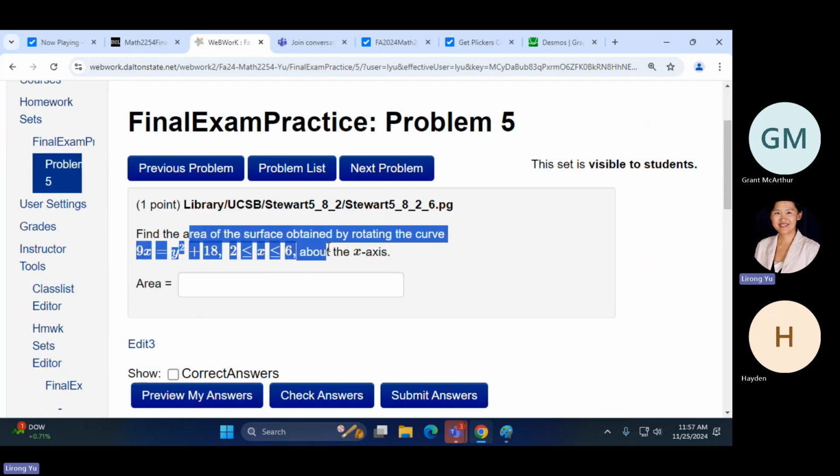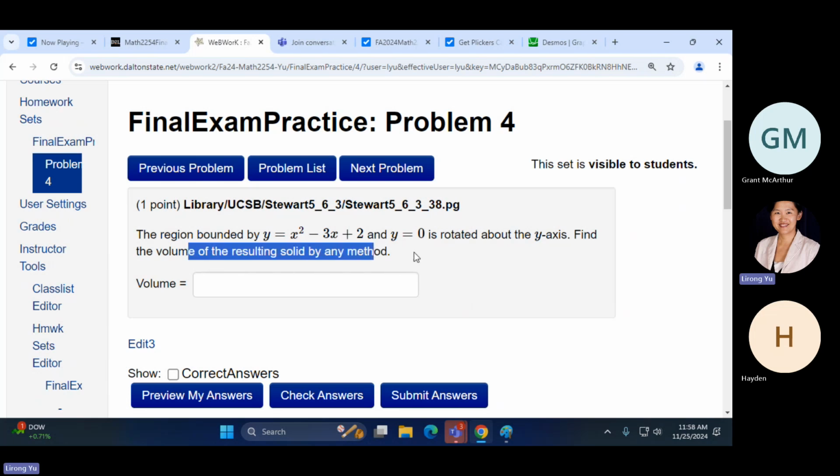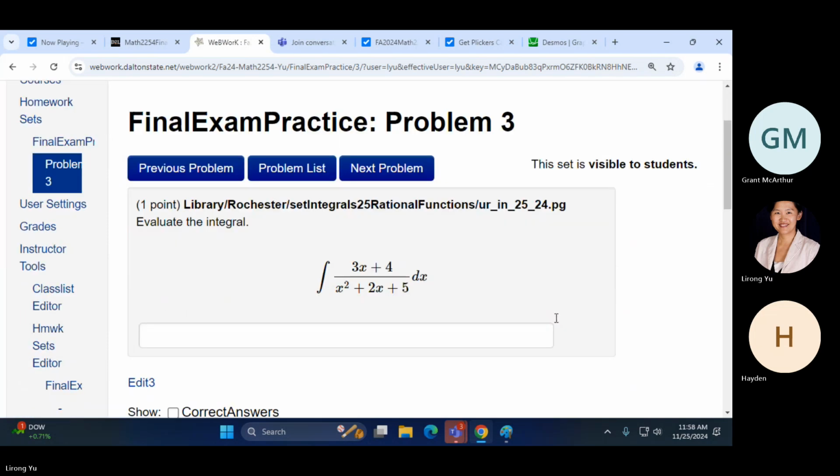Area of the curve. That was a 7.5 question. Region bound, calculating volume of revolution. This is the one that is a weaker link in our study in chapter 7. So try to go over this question.